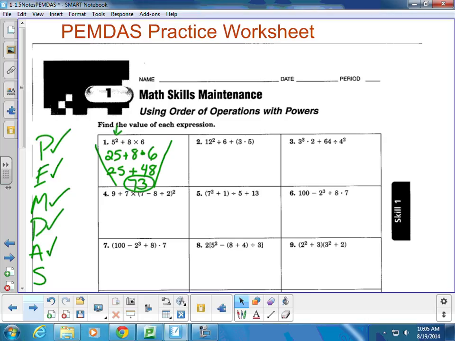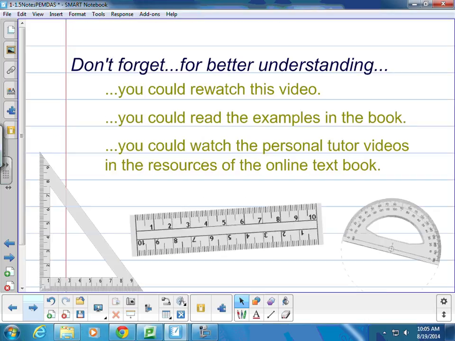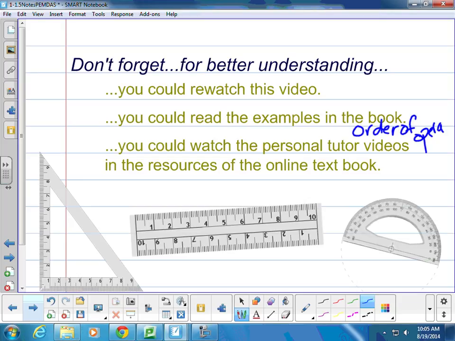So again, some things you could do to make sure this order of operations, this PEMDAS, makes sense for you. Rewatch the video a couple times. Look in the book. Maybe go look in the index and look up order of operations. That's not a bad place to start either. And or just go online. Do your best. And we will see you tomorrow.